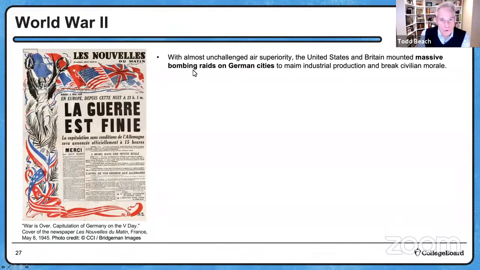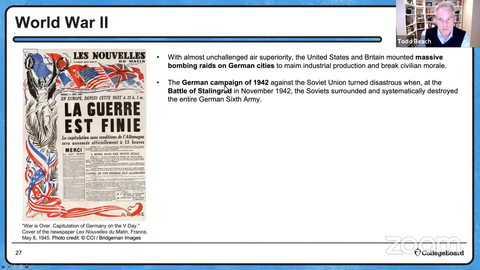We'll continue with the war. With almost unchallenged air superiority, the US and Britain will mount massive bombing raids on German cities to maim industrial production and break civilian morale.